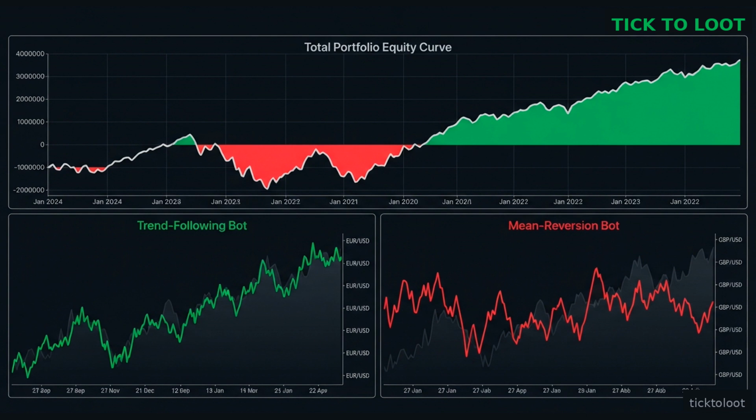Below that, you have two smaller charts side by side. The left one shows the performance of the trend-following bot, maybe trading the euro to US dollar pair, with its own green and red bars that reflect each trade's result. The right chart does the same for the mean reversion bot, perhaps trading pound sterling to US dollar. By looking at this layout, you can instantly see if one bot is dragging the overall result down, or if both are contributing positively. Most platforms let you add alerts, so if the combined equity drops more than a set percentage, you get a pop-up or email.